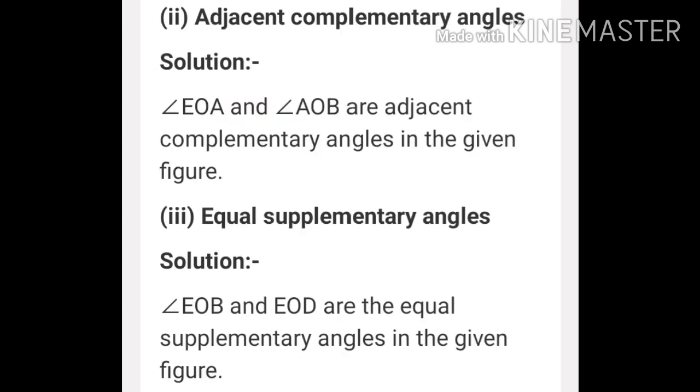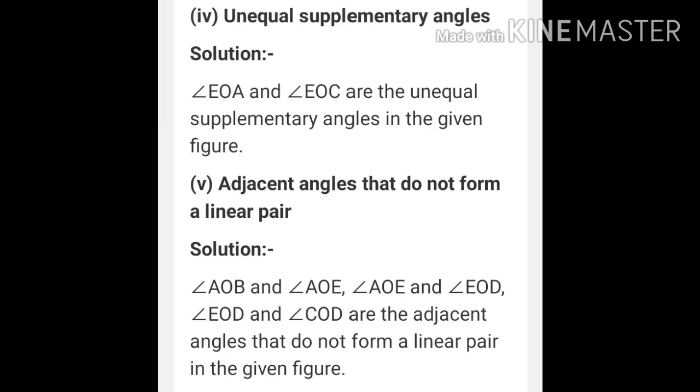Second part, adjacent complementary angles. Angle EOA and angle AOB are adjacent complementary angles in the given figure. Equal supplementary angles. EOB and EOD are equal supplementary angles. Unequal supplementary angles. Angles EOA and EOC are unequal supplementary angles.